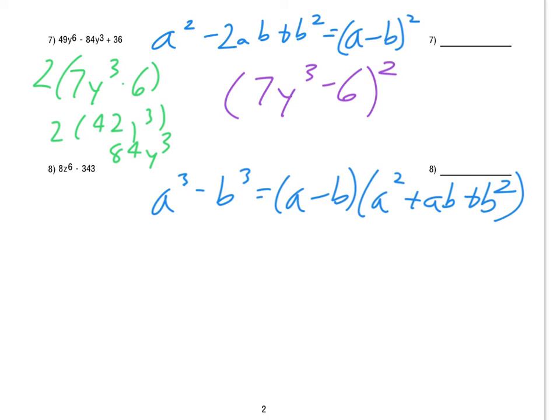All right, final one, number 8. Again, the 8z to the 6th minus the 343. That, again, is a pair of perfect cubes. So it fits this pattern, the difference of cubes pattern. So really I just cube root those in order to get started. So in this case, cube rooting 8z to the 6th gives me 2z squared. And then cube rooting 343 gives me 7.